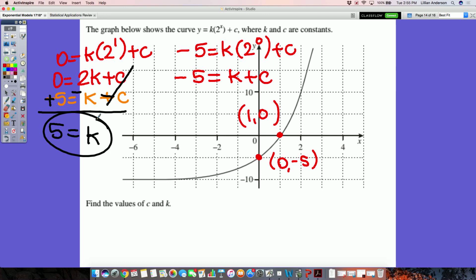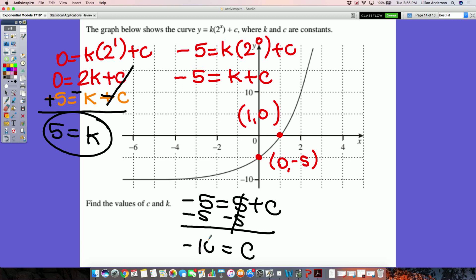Then I can take that value and plug in. Negative 5 equals 5 plus c. How do I solve for c? Subtract 5. What's negative 5 minus 5? Wait. Never mind. Negative 5 minus 5 is, yep, 0, right? And then there you go.